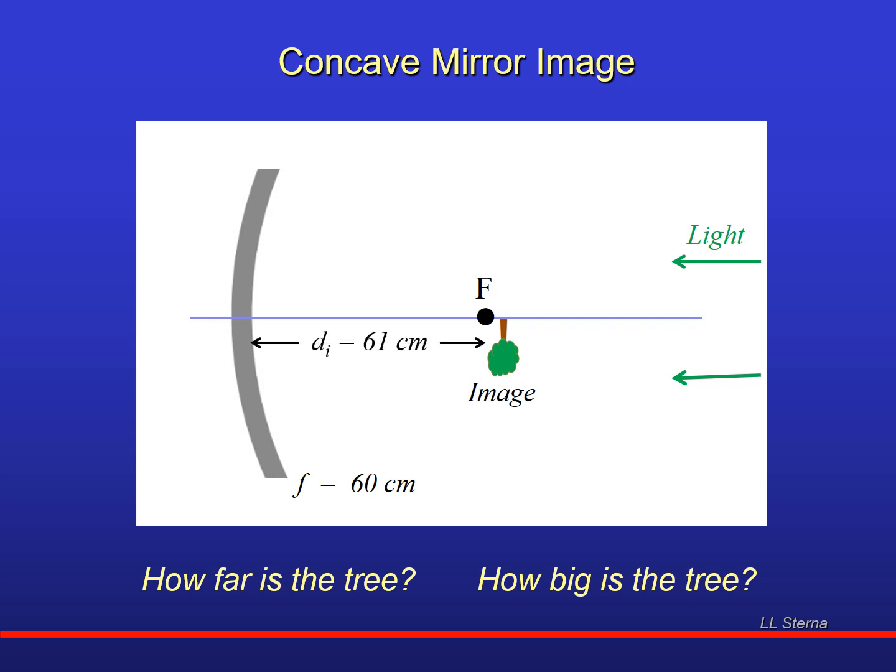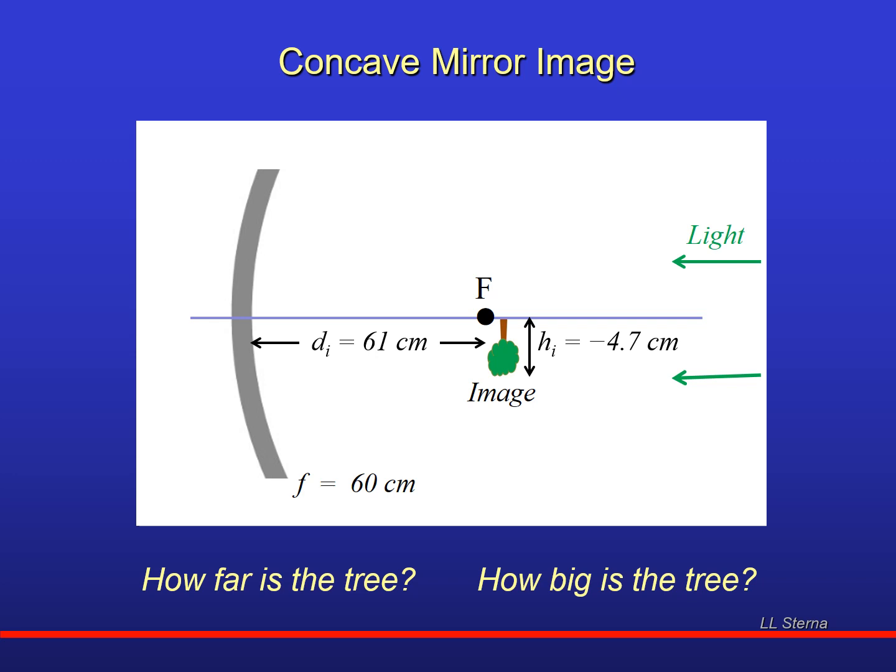Well, the first thing you do, measure the distance, d sub i, from the mirror to the image. In this case, we get 61 centimeters. It's a little larger than the focal length, a little larger because the object is far away. Remember, as the object gets very far away, the image gets very close to the focal point. We measure the size of the image, h sub i.